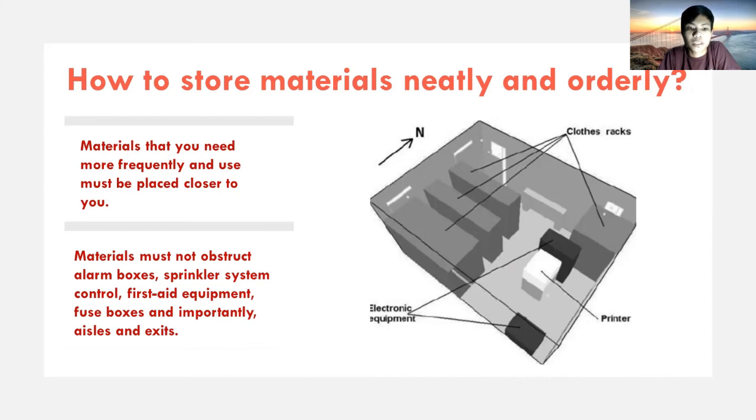Materials must not obstruct alarm boxes, sprinkler system control, first aid equipment, fuse boxes, and importantly, aisles and exits. So this is the most important to keep in mind, that materials that are being stored in a storage room must not obstruct any protective devices such as alarm boxes, or let's say, for example, fire extinguisher, and also must not obstruct fire exits or evacuation exits.